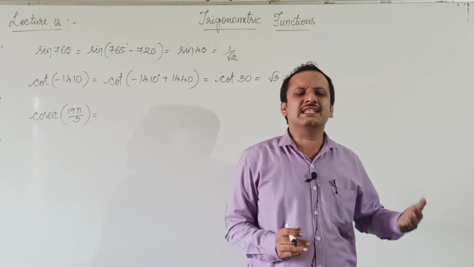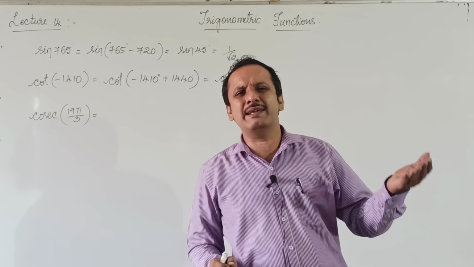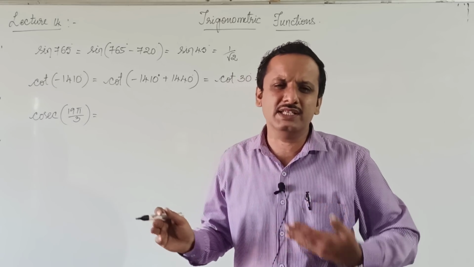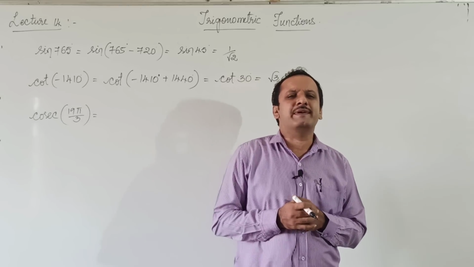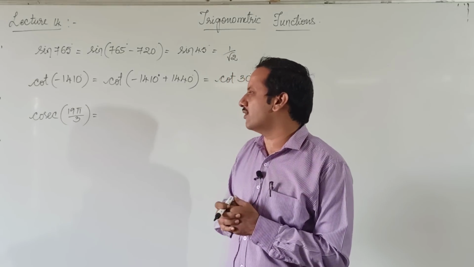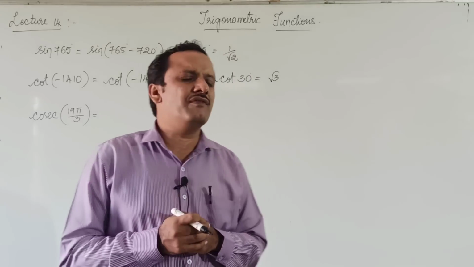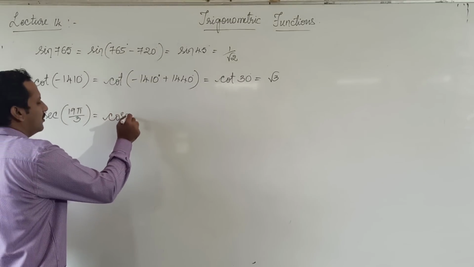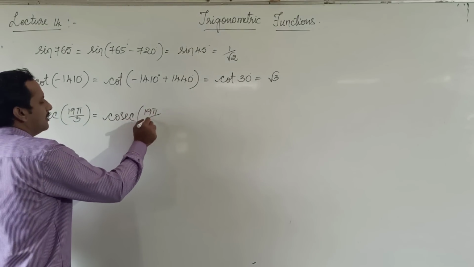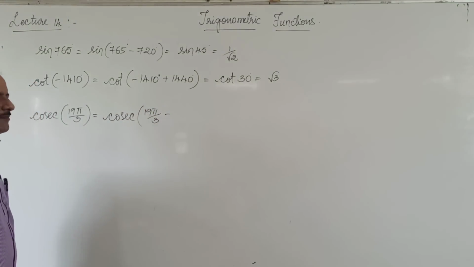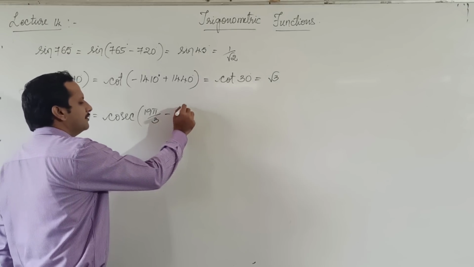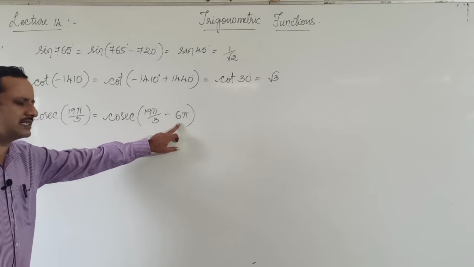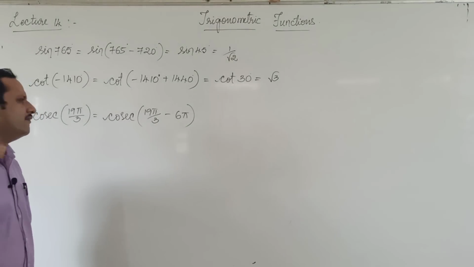So when the angle is greater than 360 degree, what do we do? We subtract a multiple of 360 degree. In terms of radians, this angle is greater than 2 pi, so we will subtract any multiple of 2 pi from this. How? I will subtract 6 pi from this. 3 into 2 pi, that is 6 pi. Any multiple of 2 pi you can subtract.